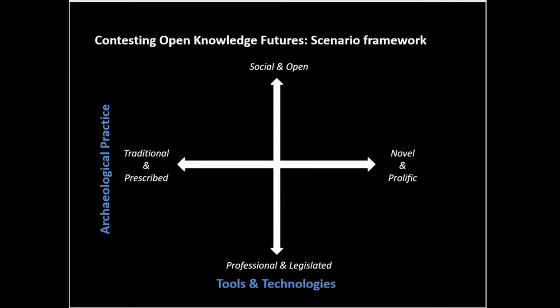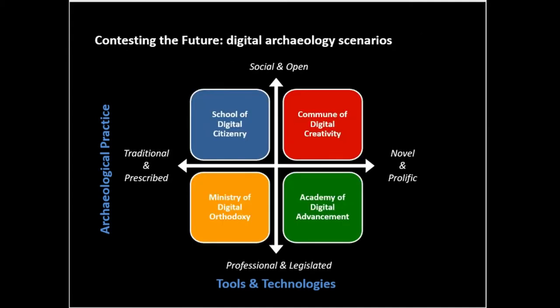Here, for example, how are the digital tools and techniques adopted, who determines which tools are deployed, when and where and by whom. So we've ended up defining what effectively we've seen as four distinct archaeological scenarios that emerge from this analysis. And we've simply characterized them in the form of these labels that you see here. So we have the Ministry of Digital Orthodoxy, we have the Academy of Digital Advancement, we have the School of Digital Citizenry, and we have the Commune of Digital Creativity. I'm going to leave Paul to explain a little bit more about what we mean by this.